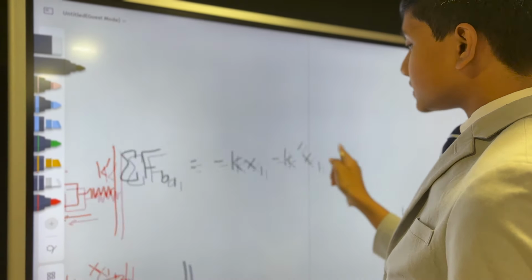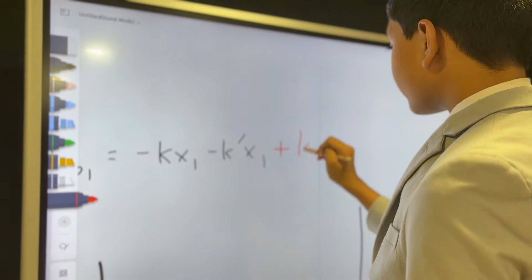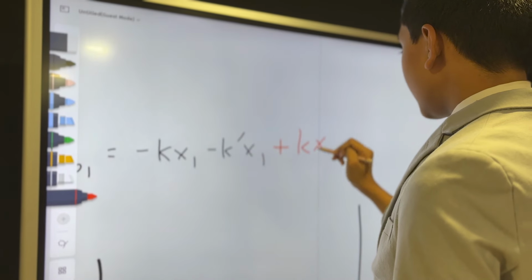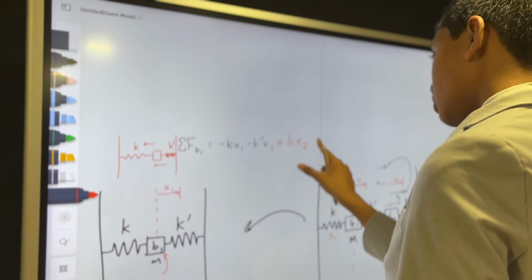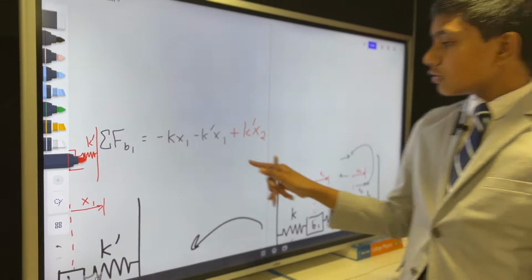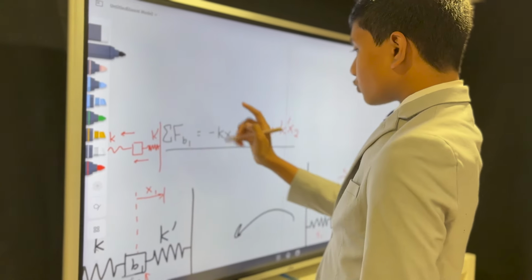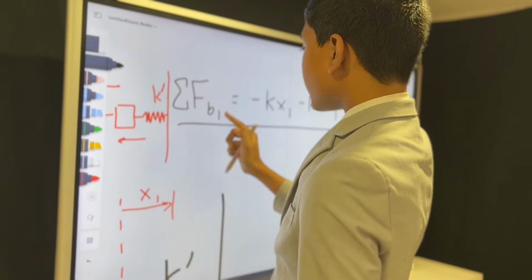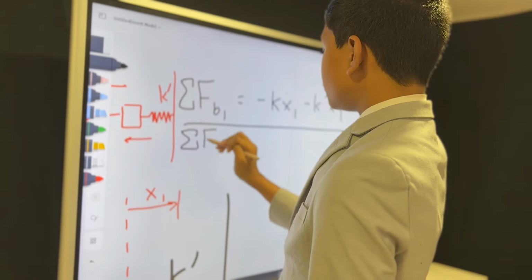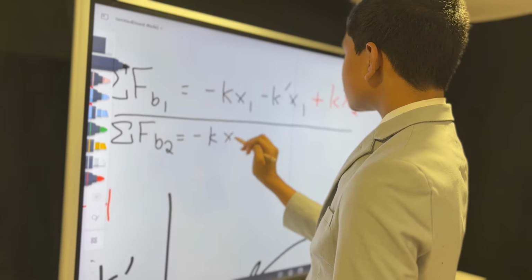So that means that to account for B2's motion, we have to add plus k prime x2. Oh, sorry, I was thinking of the wrong spring. So this is the final formula. And of course, if we want to find the same thing for B2, we just swap the numbers, since it's a symmetric case.